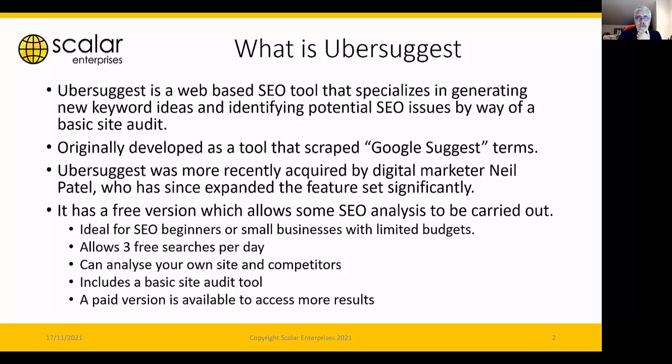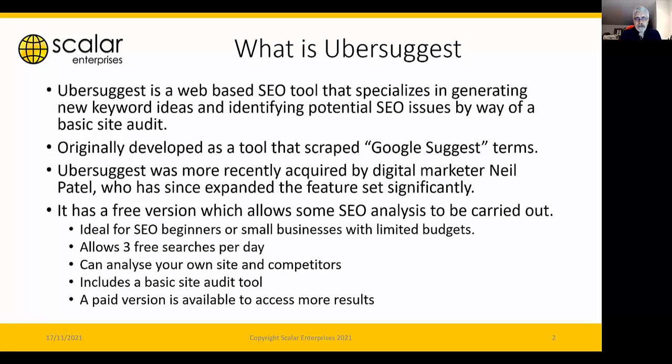Originally it's a web-based tool, although as mentioned just now, there's a Chrome app as well that hooks into it. It was originally based on Google Suggest terms, but it was then bought by Neil Patel, who's done a lot of work to it. The amount of free stuff you can do has diminished a little bit as it's got older, but there's still enough there that you can do some useful stuff with.